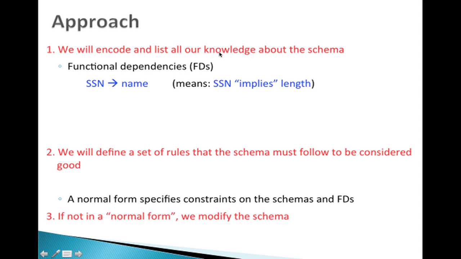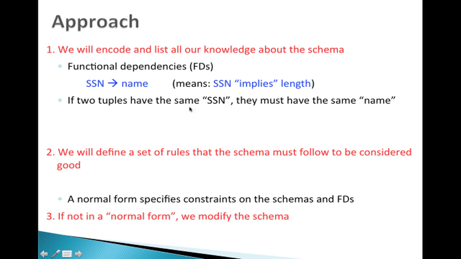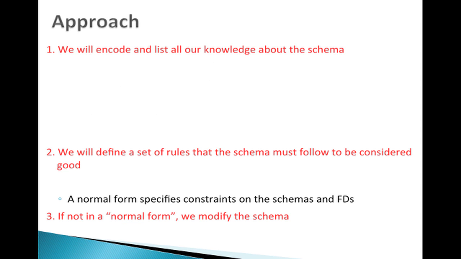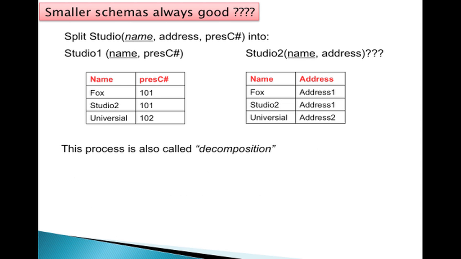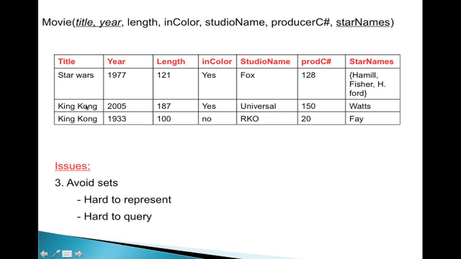The way we represent our knowledge about the schema is through what are called functional dependencies. So this is an example of a functional dependency: SSN implies name. What this basically says is that if two tuples have the same SSN, they must have the same name. Okay, and we'll see some examples of functional dependencies in a couple of slides. For instance, movie title implies length is not true. So if you go back to this relation that we had, movie title, we have two tuples with the same movie title, but their length is different. So movie title implies length is not a functional dependency.